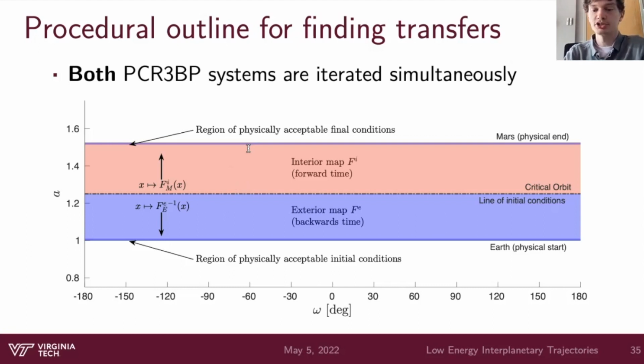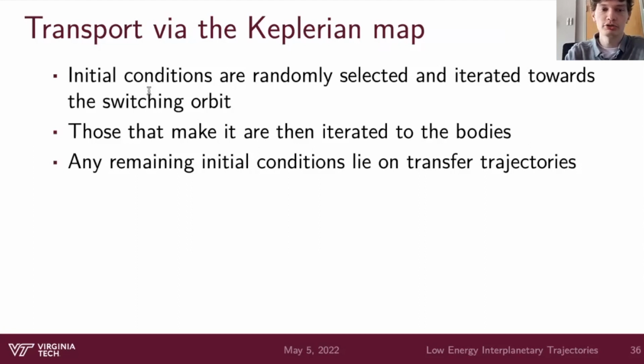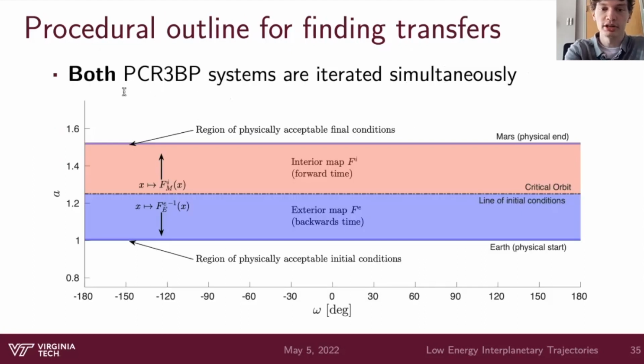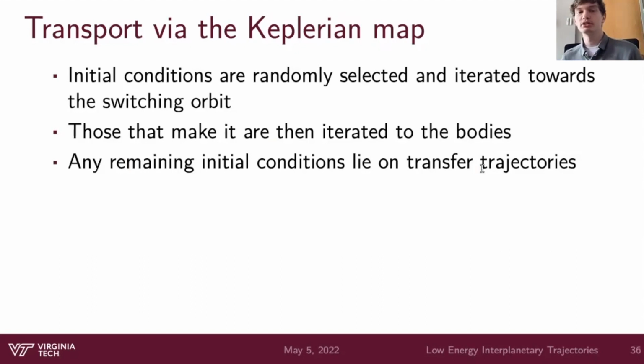So what we're actually going to be doing is picking initial conditions that don't lie on the switching orbit. They're actually in the middle, and we're going to iterate both directions. We're going to randomly pick initial conditions, and first we're going to iterate towards this switching orbit or switching region, and then of those initial conditions, we will then iterate towards the bodies, right? So we're taking subsets of initial conditions. And then of those initial conditions that made it to the body, those are our transfer trajectories, right?